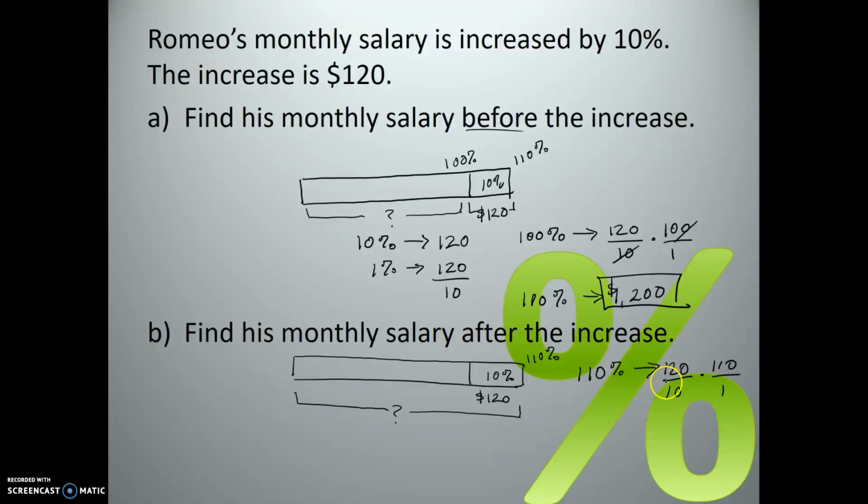See, I took this unit from up here. I didn't go through the whole process again. But I already found for 1 unit, so I don't need to do it again. So I just want to solve for 110%. So 110%, if we cross cancel, equals 12 times 11, which is going to equal 1,320.